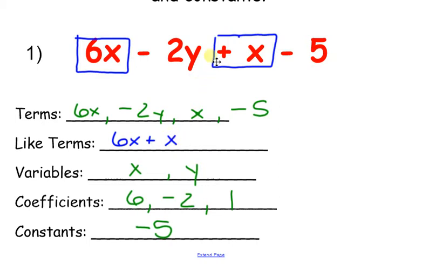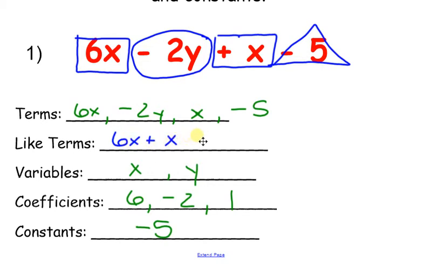Okay, now let's see, do I have any other like terms? Okay, so I have a minus 2y here, and I have a negative 5 over here, but he doesn't have a y, so he can't combine with anybody. And then I have a negative 5, and there's no other number that matches with a 5 because they all have variables. So my like terms here are 6x plus x.